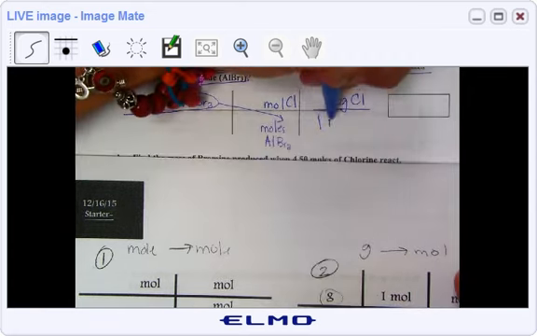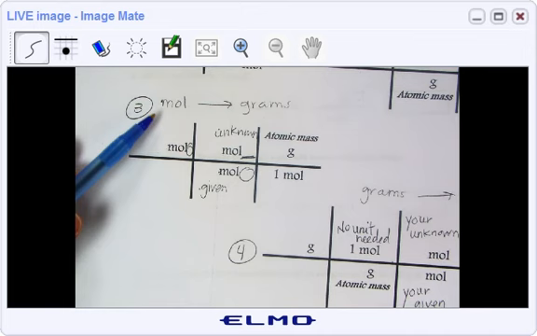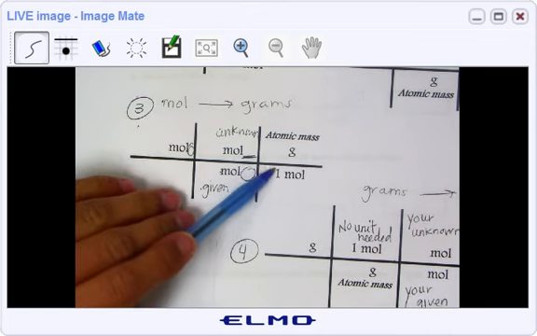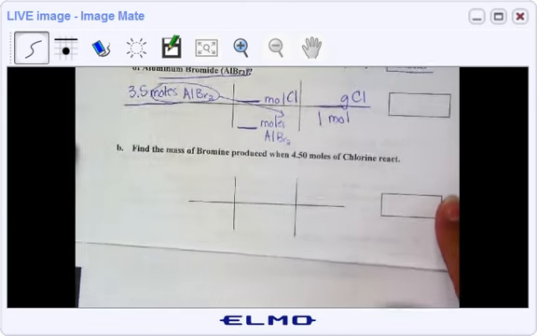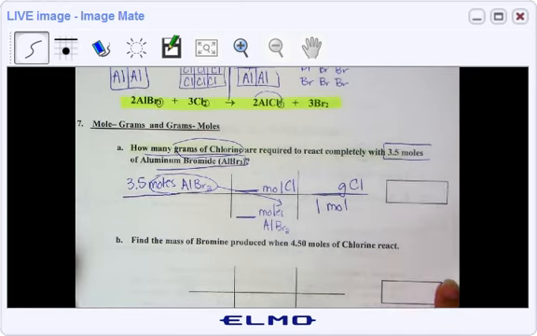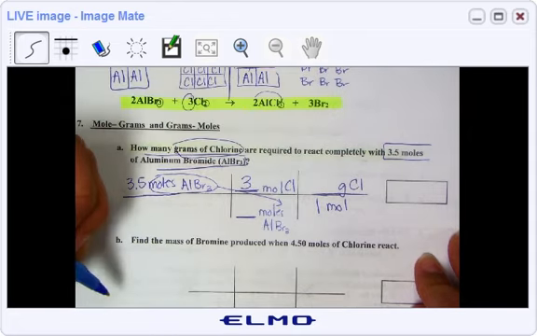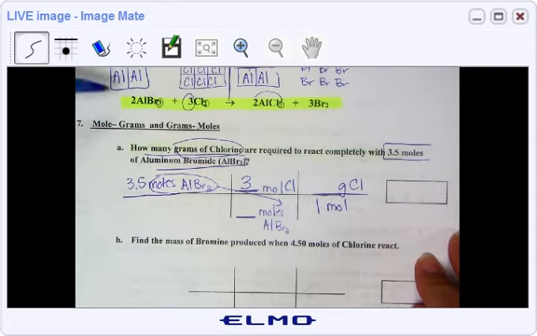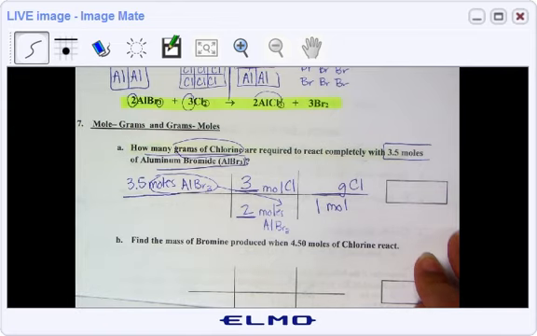And then 1 mole will go here. How do I know 1 mole goes there? I look at this chart, moles to grams, and it tells me 1 mole goes there. But these moles I have to fill in, and I can't just put a 1. I'm going to refer back to the original equation. How many moles of Cl do I have? I have 3. So I'm going to put a 3 there. How many moles of AlBr3 do I have? You look at the coefficient, and that's what you put right next to the mole of AlBr3, which is 2.